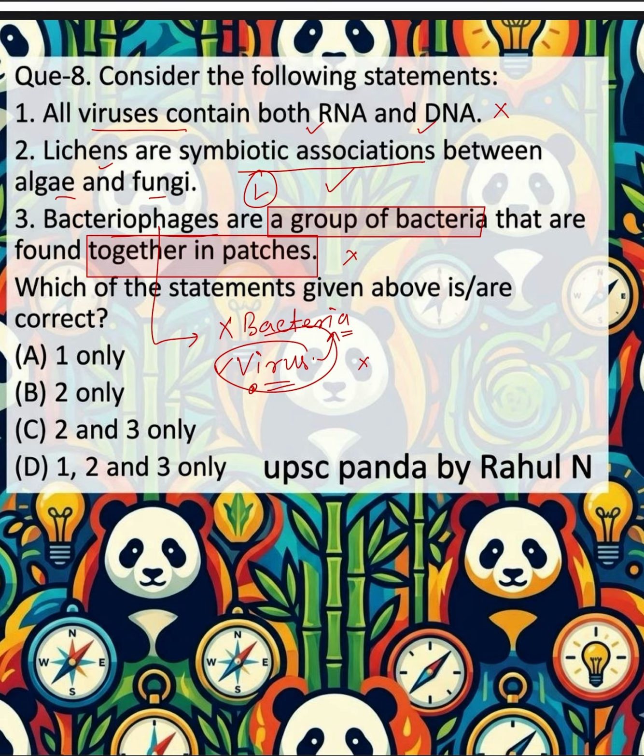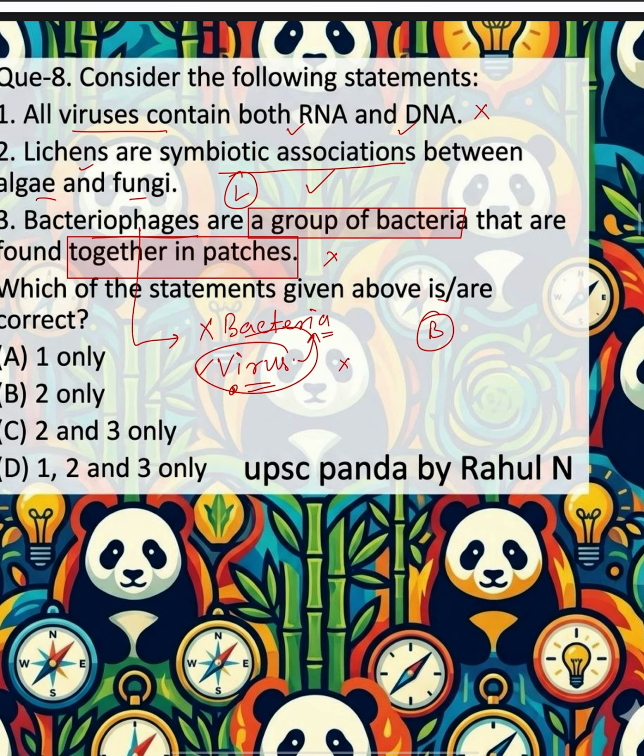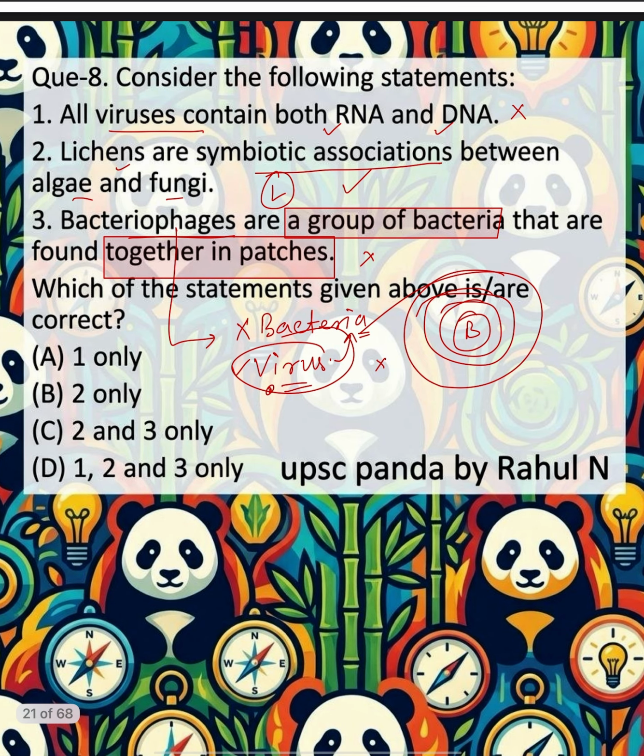So what is the group of bacteria that are found together in patches? You understand there are many bacteria found together in patches. Means they are in a colony, or in the form of a consortium. So this group of bacteria can be called a biofilm or a consortia.